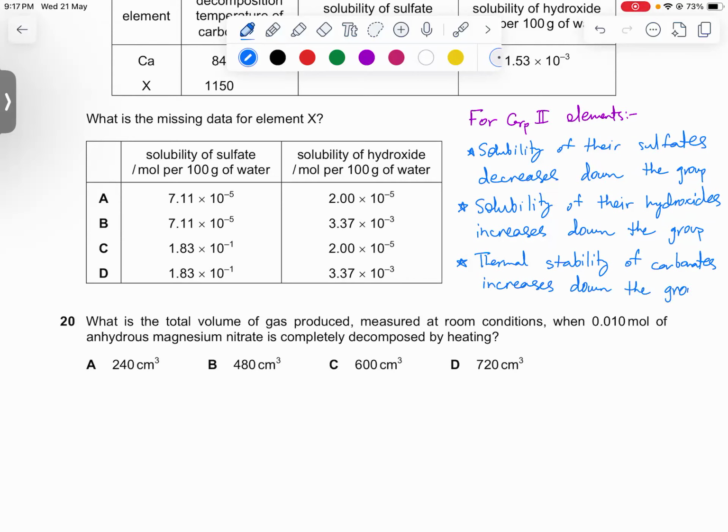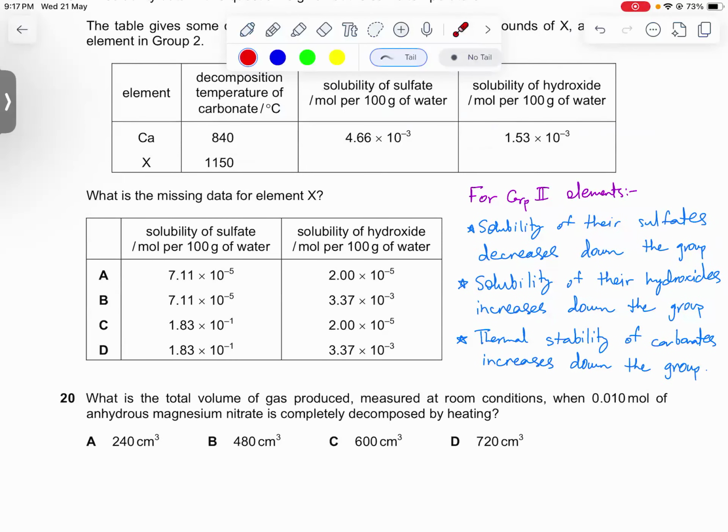All right. So this means that X is beneath it. So therefore, its solubility of sulfate should be a smaller value than this. So what are smaller values than this? 7.11 times 10 to the power minus 5 and 7.11 times 10 to the power minus 5. So the answer is either A or B.